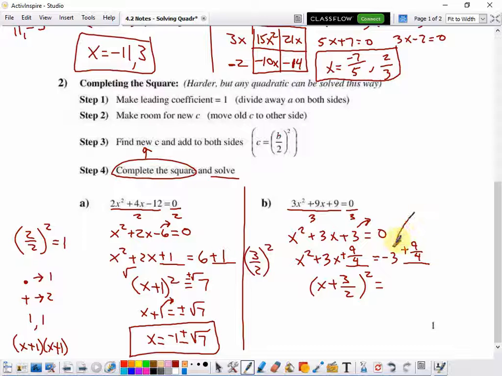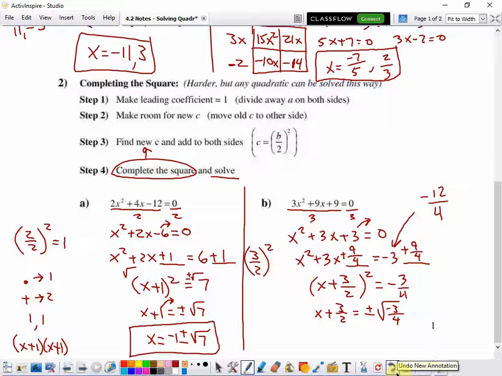Now when I want to add these, I can do this without a calculator just fine. That negative 3, I want that to be in terms of fourths. Well, negative 3 times 4 is negative 12, so it's negative 12 fourths. Negative 12 fourths plus 9 fourths is negative 3 fourths. So I'm going to take the square root of both sides. X plus 3 halves equals plus or minus square root of negative 3 fourths.